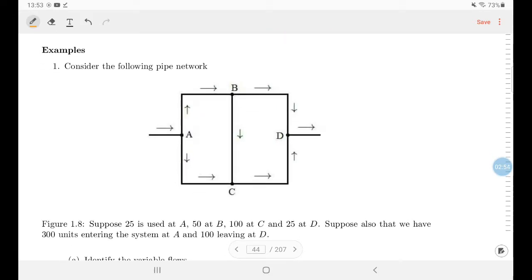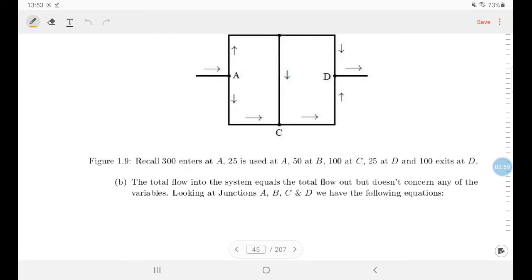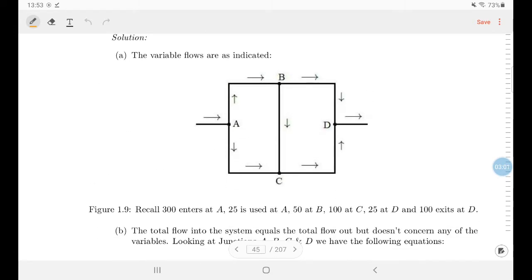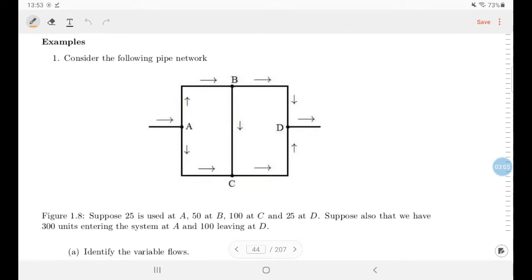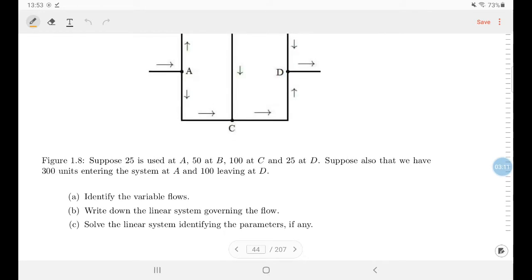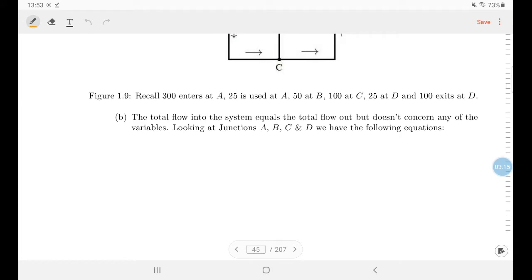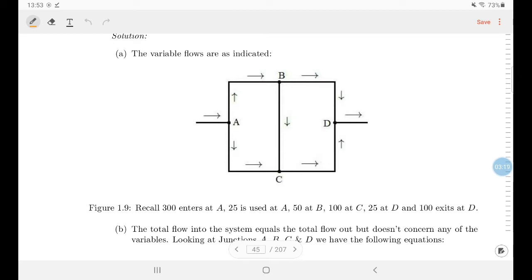So let's see an example here. I'm not using any particular labels. Okay, so we're going to identify the variables. We are going to write down the linear system governing the flow, and then we're going to solve the linear system, right? So just taken from the question, it appears that we have 300 flowing into the system.